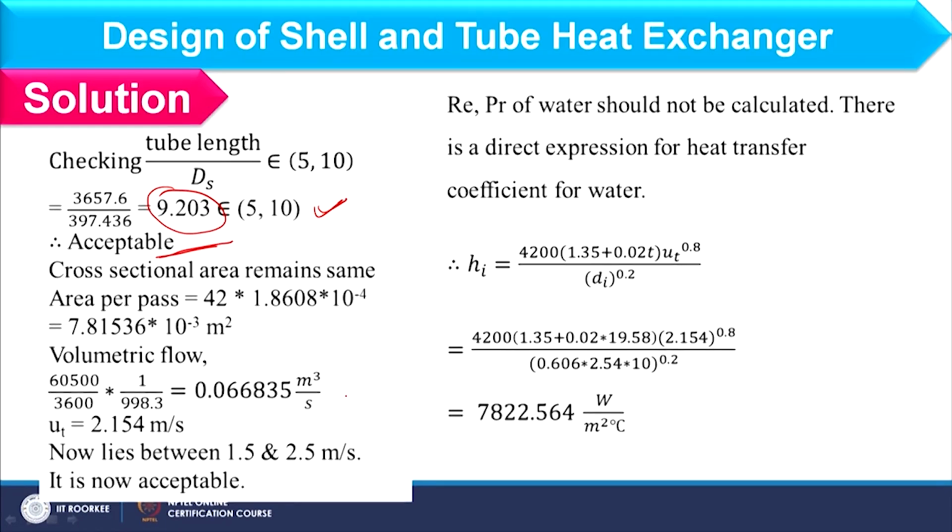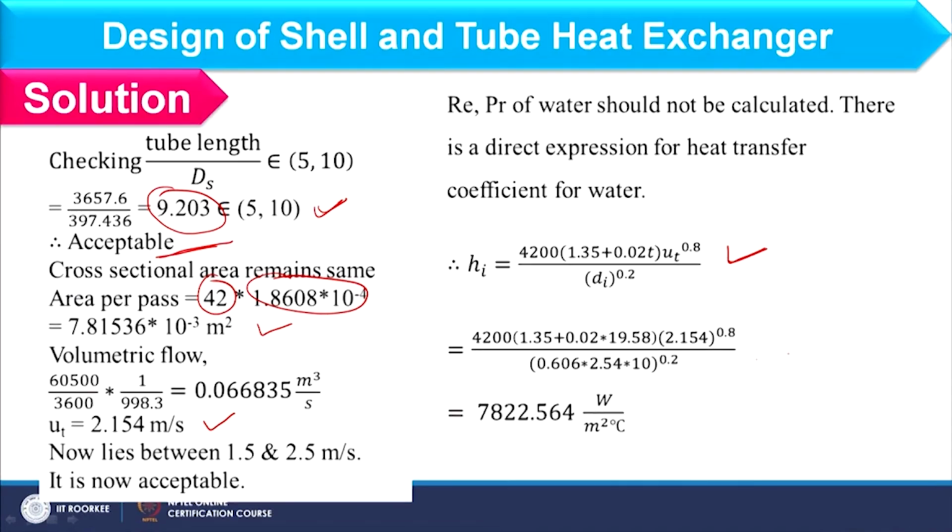Next we have to find out the tube side velocity, and for that we have to calculate area per pass. Considering 42 tubes and cross sectional area of single tube, you can find the area per pass. Considering the volumetric flow as well as area per pass, you can find out velocity as 2.154 meter per second. So it is in the range, and we can choose this velocity for further calculation.